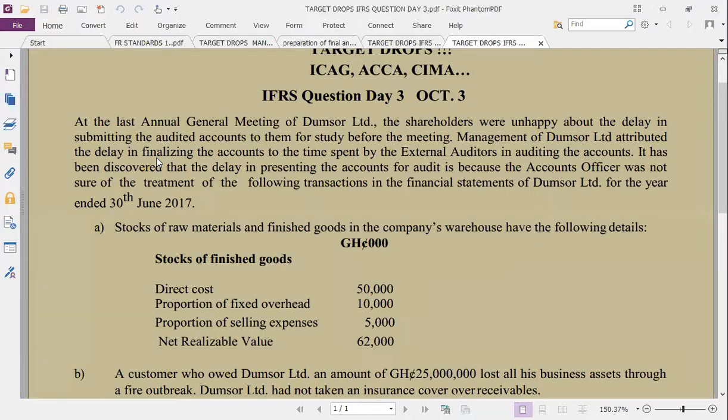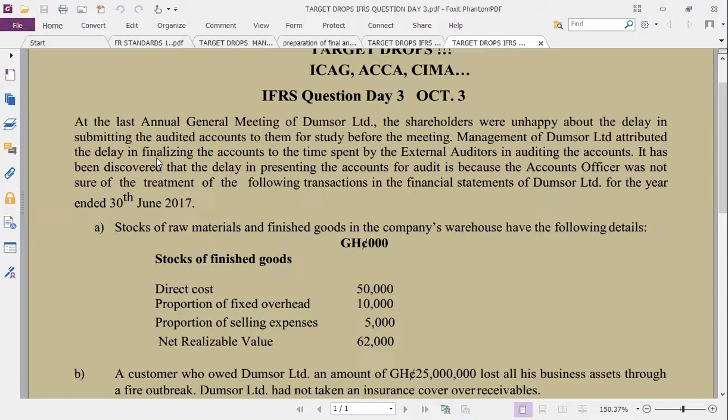Stocks of raw material and finished goods in a company's warehouse have the following details. So first, it's in thousands. Direct cost is 50,000. Should it be part? Proportion of the fixed overhead, 10,000. Should it be part? Proportion of selling expenses, should it be part? And then the net realizable value is 62,000. So NRV has been given to be 62,000.